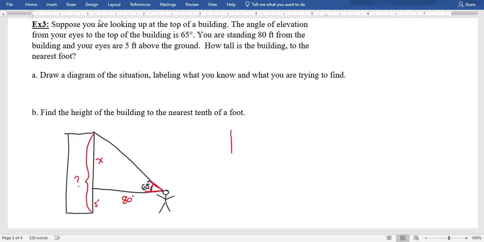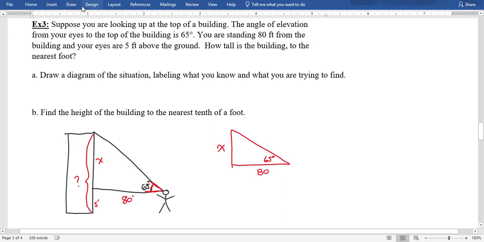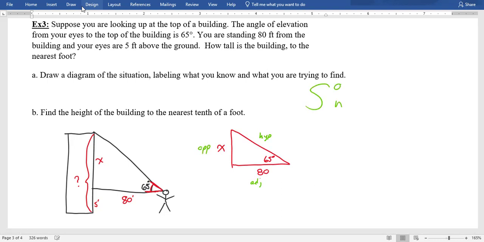So let's see. I'm going to redraw this one, because there's kind of a lot going on. 80 feet away, 65 degree angle of elevation. I'm solving for x. I'm going to go ahead and label these first. Always label. I've got hypotenuse, adjacent, and opposite. Oh my goodness, it's another tangent. So, SOHCAHTOA, TOA. Okay, I've got opposite and adjacent. I don't use hypotenuse, so it's another tangent. So tangent of 65 degrees equals opposite over adjacent.